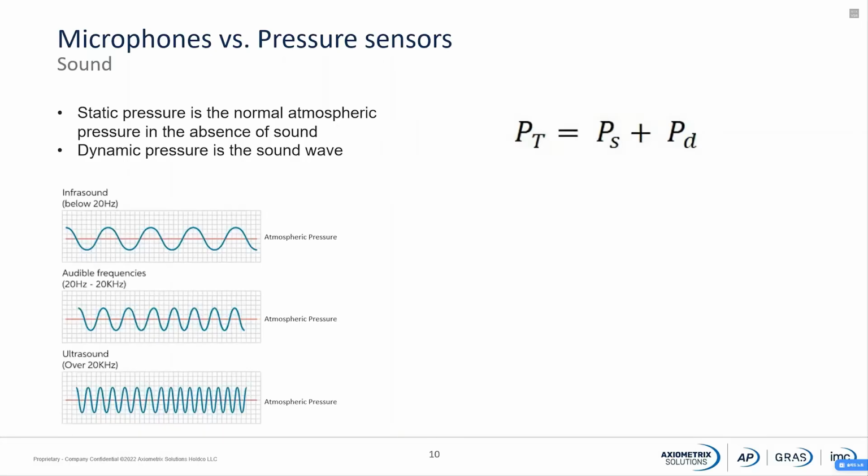So now we have this fluctuation of the pressure around the barometric pressure, and you can actually have it in different frequencies. Below 20 Hertz, all the way down to 0 Hertz, it is infrasound. Then you have the audible frequency between 20 Hertz and 20 kilohertz. And then you have the ultrasound, that is everything above 20 kilohertz.